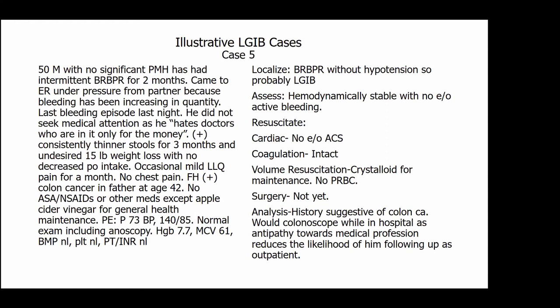So, again, this gentleman had bright red blood per rectum without hypotension, so it's probably a lower GI bleed. He's hemodynamically stable with no evidence of active bleeding. As far as resuscitation goes, there's no evidence of an acute coronary syndrome. His coagulation is intact. As far as volume resuscitation, he just needs maintenance with crystalloids. No red cells are needed yet. Surgical consultation is not needed yet.